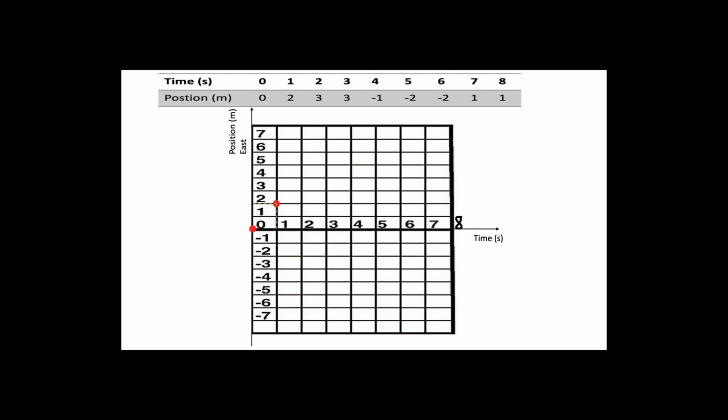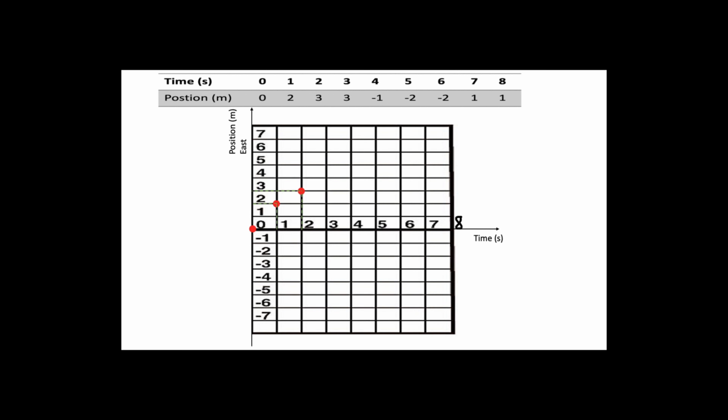Next point is at 2 seconds, the position is 3 meters. So at 2 seconds, we draw the line. It is 3 meters. So the point should be at the intersection. This is the point.